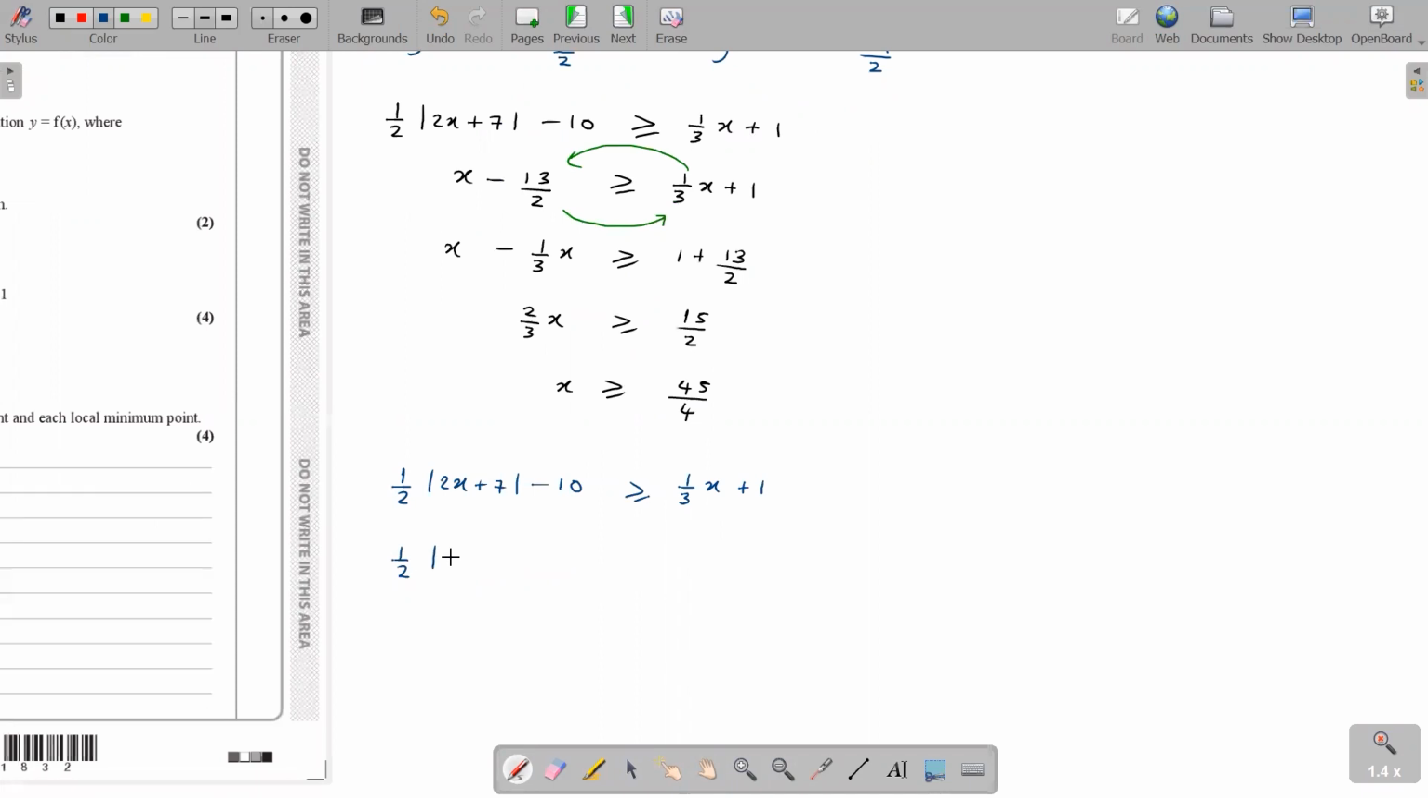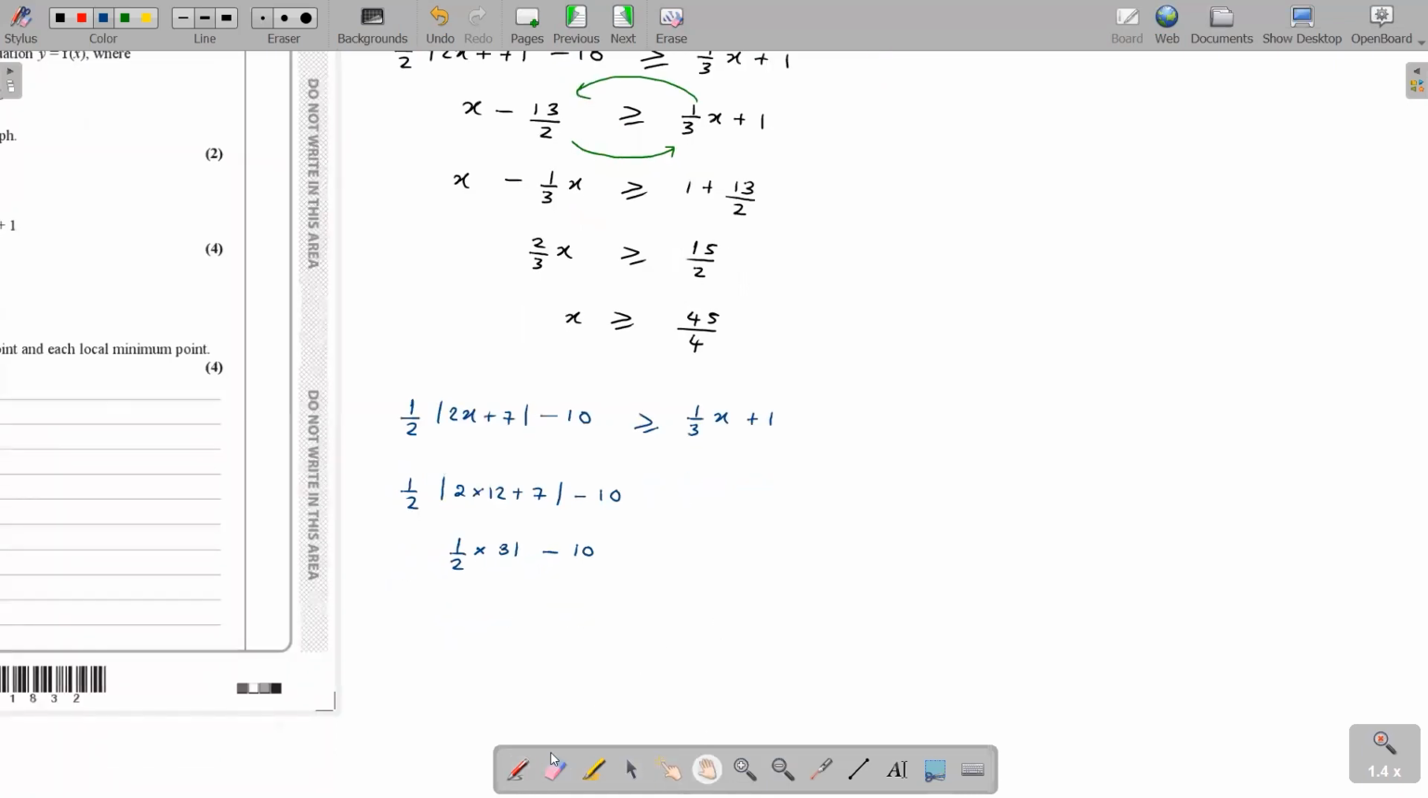Half modulus 2 times 12 plus 7. So this needs to be checked. What do we get here? 2 times 12 is 24. 24 plus 7 is 31, right? Half, so modulus 31 is directly 31. Minus 10, how much is it? 11 over 2, 5.5. So check on the other side now and see whether this inequality holds.